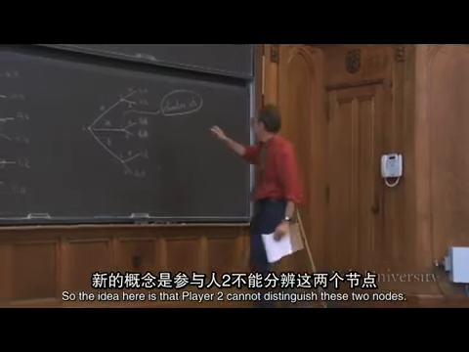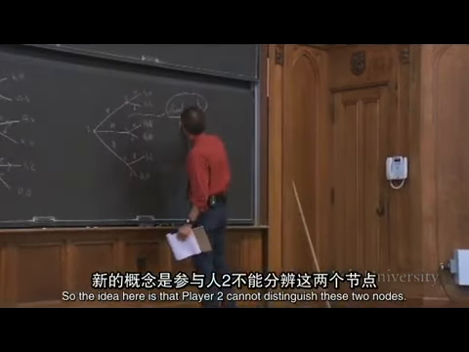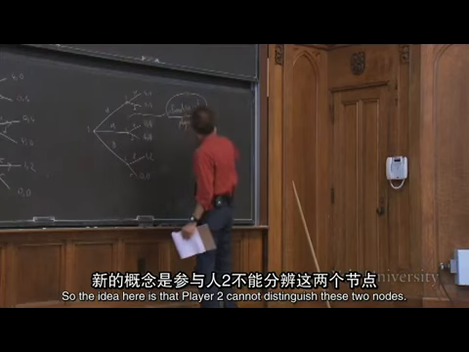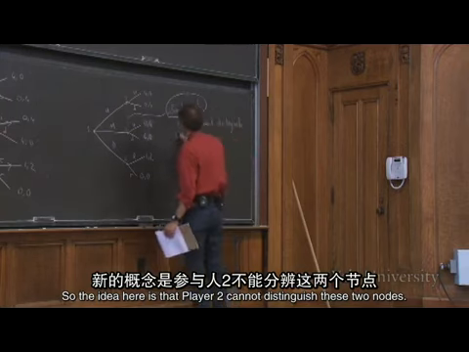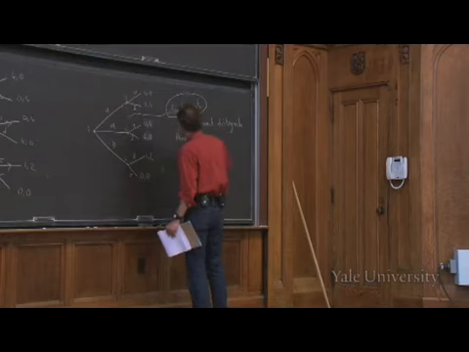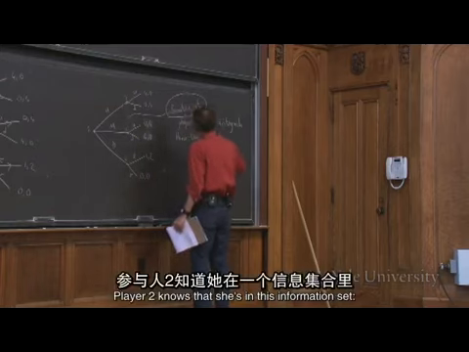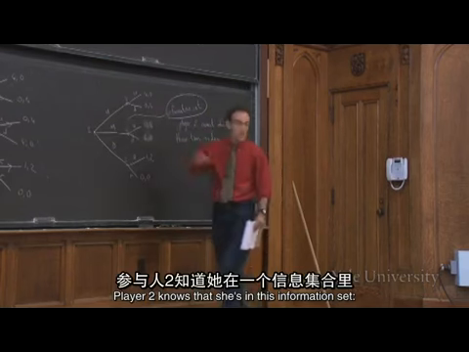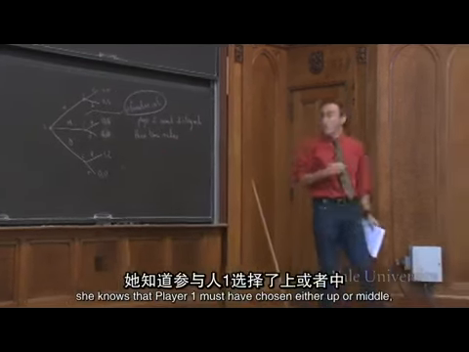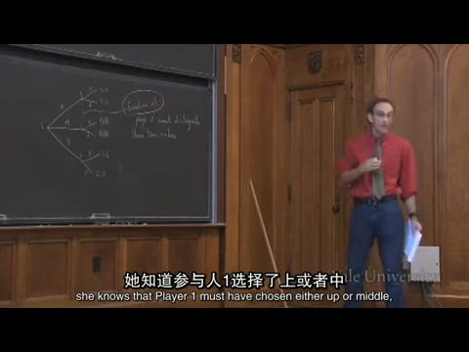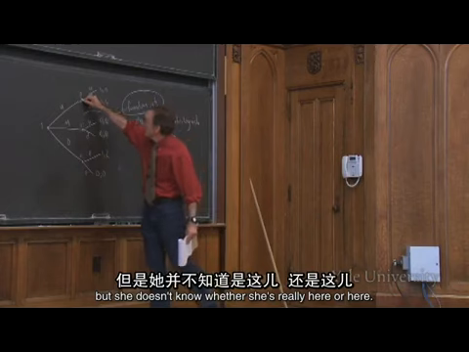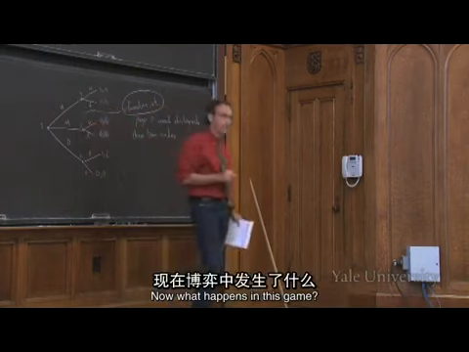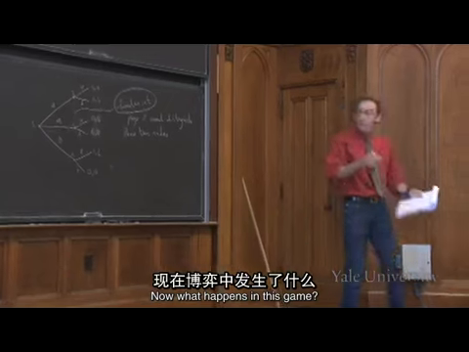All right, so the idea here is that player 2 cannot distinguish these two nodes. Player 2 knows that she's in this information set. She knows that player 1 must have chosen either up or middle. She knows that player 1 did not choose down, but she doesn't know whether she's really here or here. Okay? Now what happens in this game?